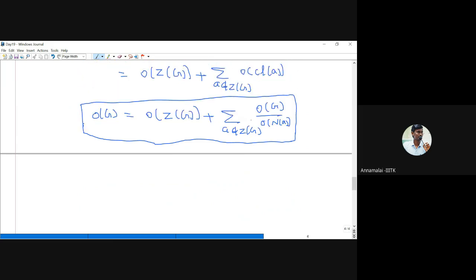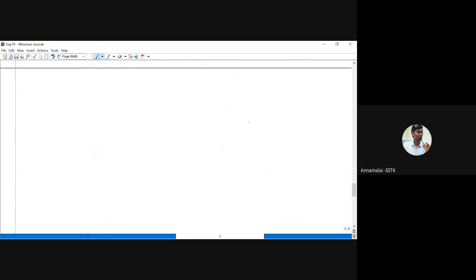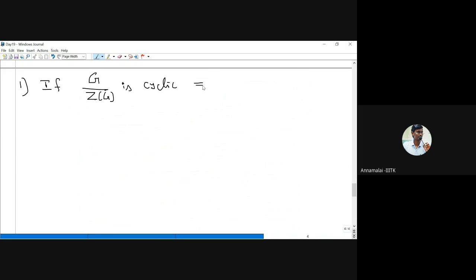Now we discuss some theorems, very important theorems. There is a relation between Z(G) and the group. The first result says, since we already know that Z(G) is a normal subgroup, we can talk about the quotient group G by Z(G), G by the center. Suppose this quotient group is cyclic, then G should be an abelian group. It's a very important result: if G by Z(G) is cyclic, then G should be abelian.